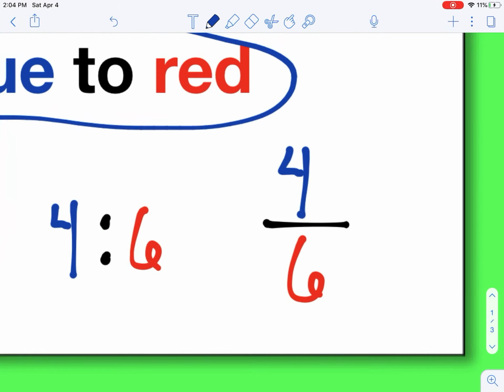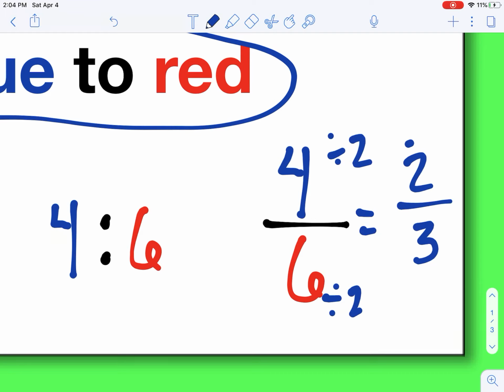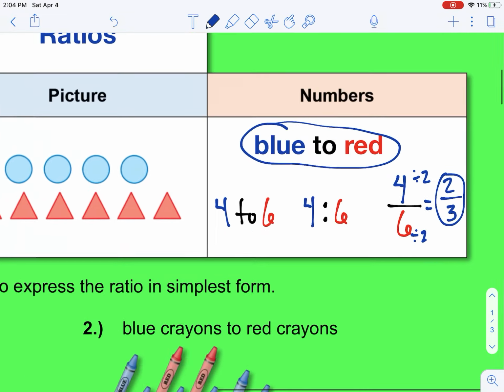So I'm going to take my 4 to 6 and simplify it right now. I'm going to divide both of these by 2, and I'm going to have 2 to 3. One thing we need to make sure of is that we're reading our ratios correctly. That does not say 2/3, that says 2 to 3.